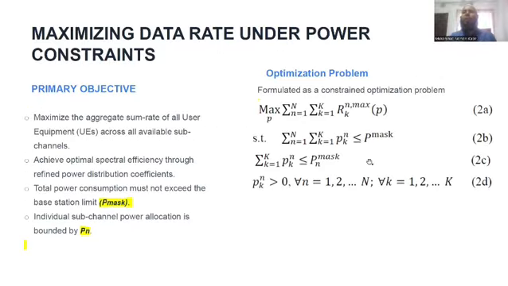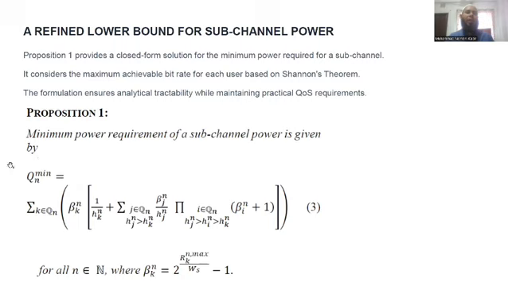So actually this problem can be solved numerically, but our goal is to find the solution of this optimization problem in a closed form. So how does it work? We use the Shannon formula to formulate such a proposition, and in this proposition we can view that the minimum power requirement for a subchannel, which is Qn, is given in terms of beta and the H, which is CNR, channel to noise ratio.